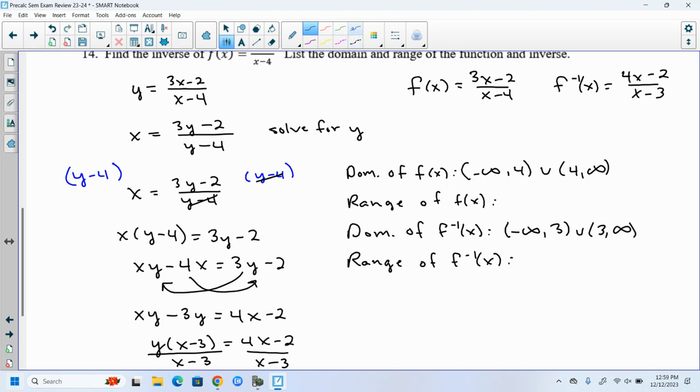Now to get the ranges, this is where we use that property that the domain of the function will have this, in the range of the inverse will be the same, and the range of the function in the domain of the inverse will be the same. So once I find the domains, I use those to get the ranges.